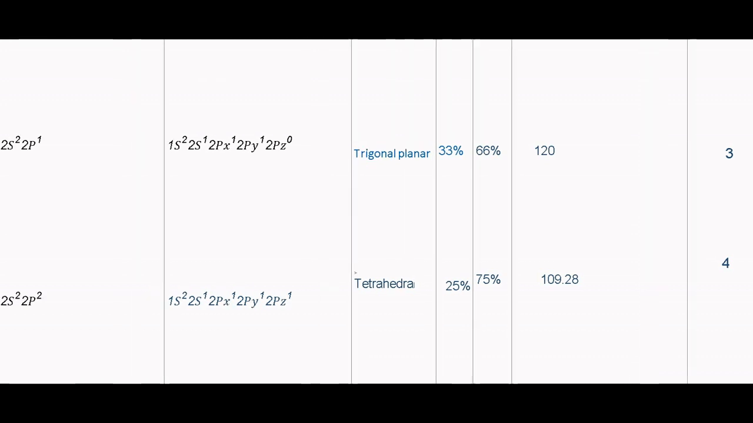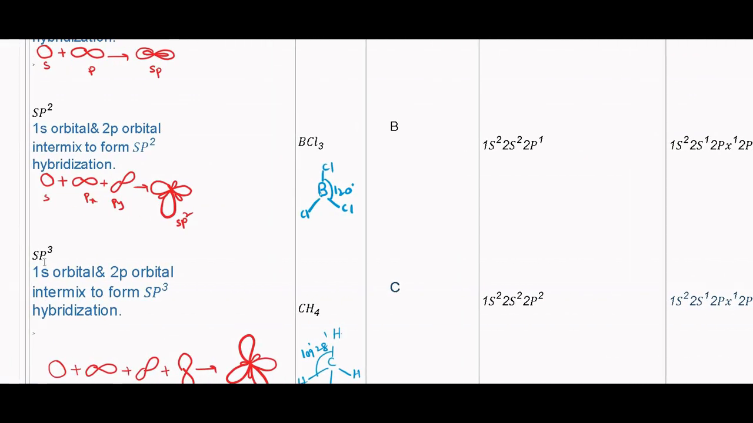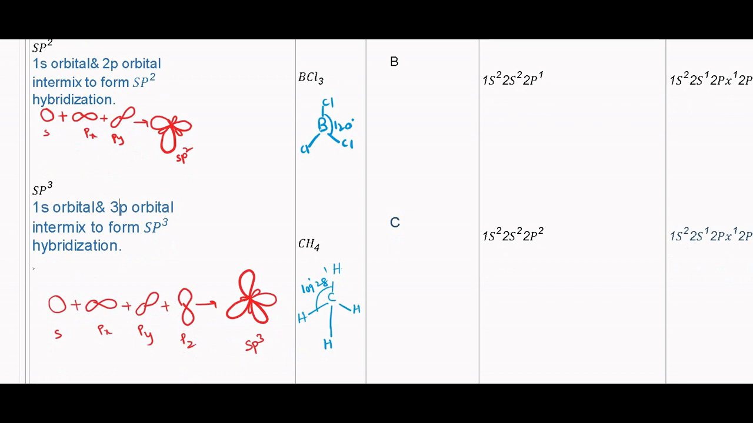And coming to sp3 hybridization. In sp3 hybridization, one s orbital and 3 p orbitals intermix to form sp3 hybridization. Not 2 here, 3 p orbitals. In sp3 hybridization, the orbital shape is like this. See, one s orbital, px, py, pz. These 4 atomic orbitals intermix to form sp3 hybrid orbitals. An example for sp3 hybridization is methane. See, this is the methane structure. How many sigma bonds are present here? 1, 2, 3, 4. Bond angle is 109 degrees 28 minutes.